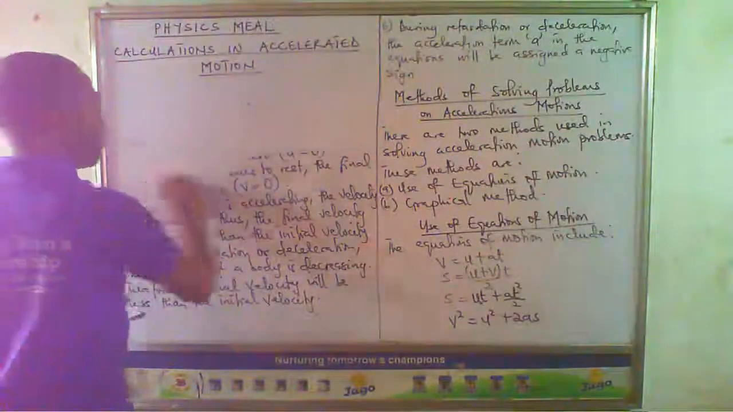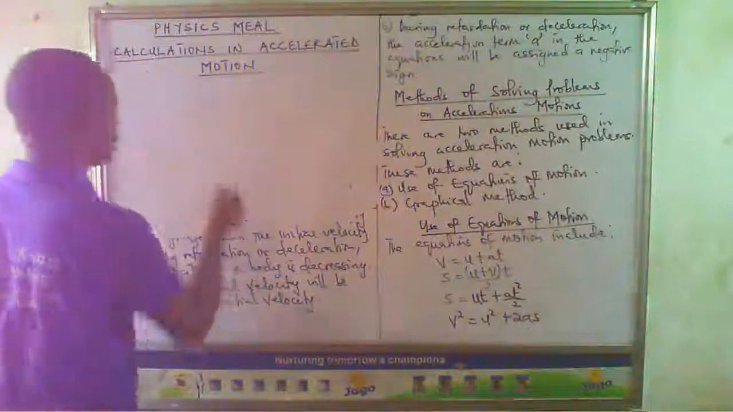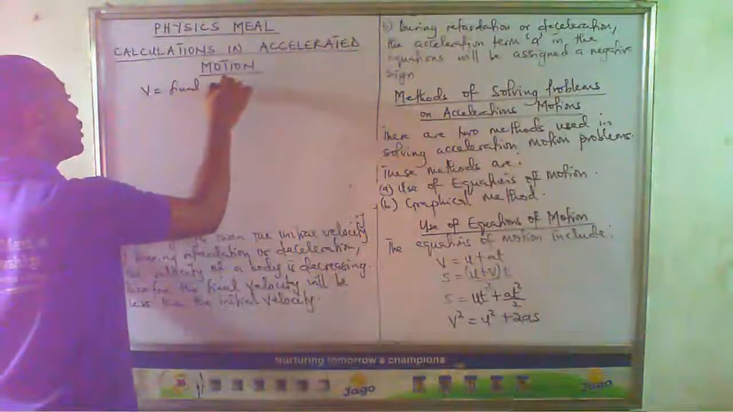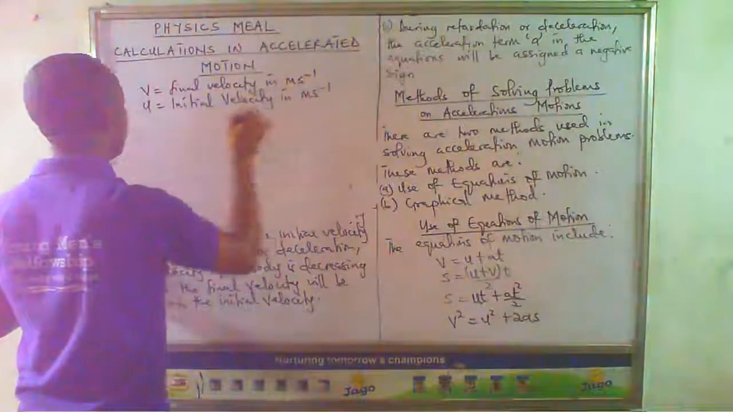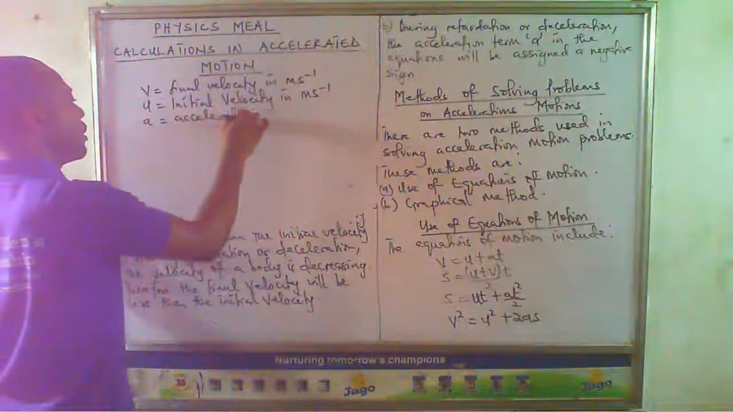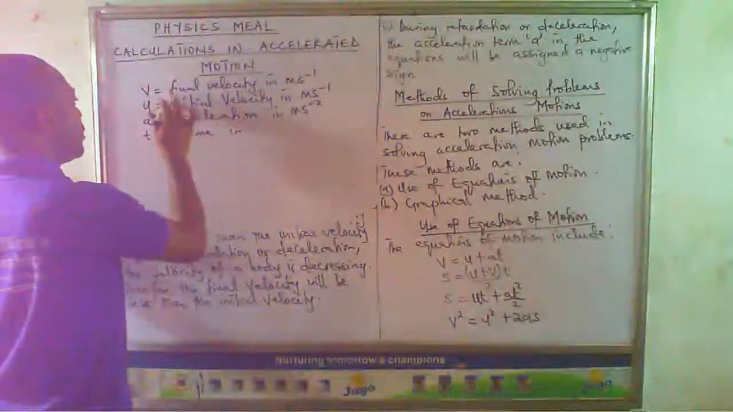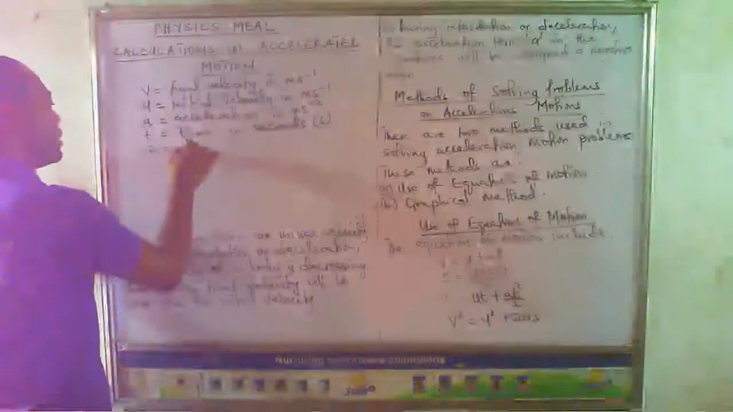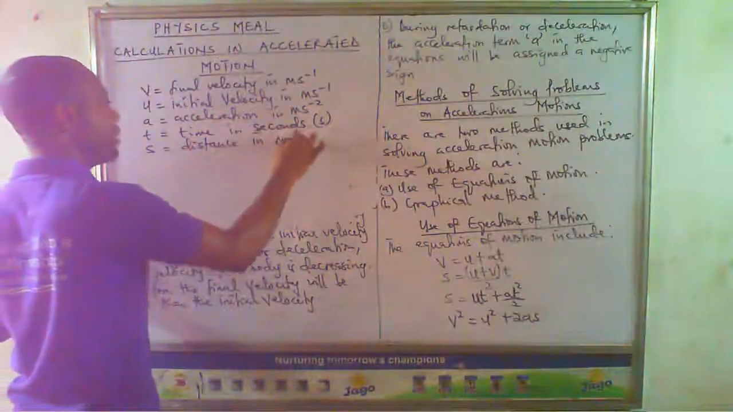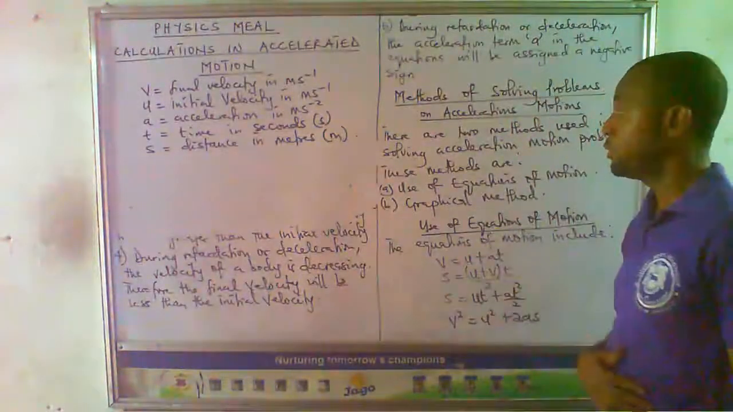So what are the meanings of all these symbols? V is equal to final velocity in meters per second. U is initial velocity in meters per second. A is acceleration in meters per second square. T is time in seconds. Then we have X, which is distance in meters. So these are the terms used and what they represent.